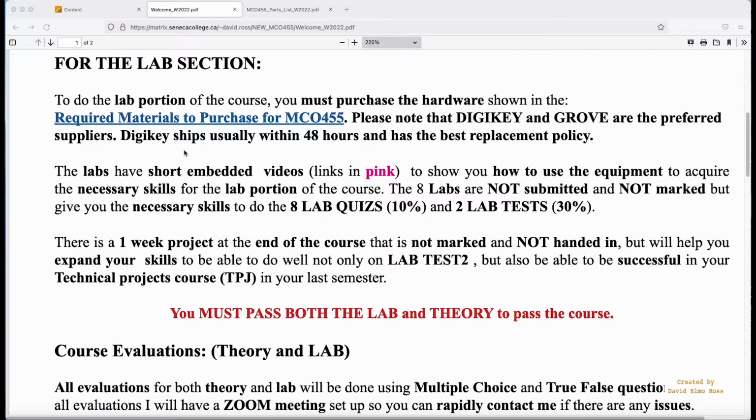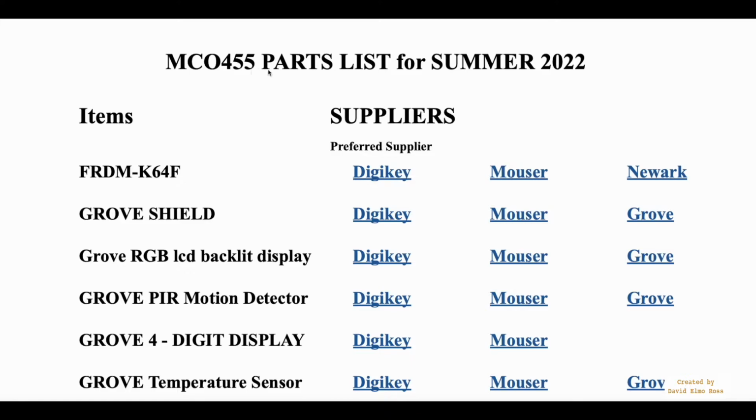The only real cost to this course is for the lab portion of the course, where you have to buy certain required materials. This is the MCO455 parts list. Now for summer of 2022, the key element here, the Freedom K64, is not available from any of these suppliers and probably won't be for the entire semester.